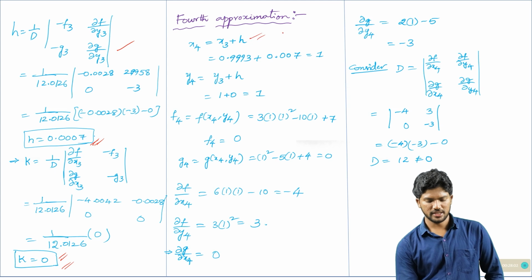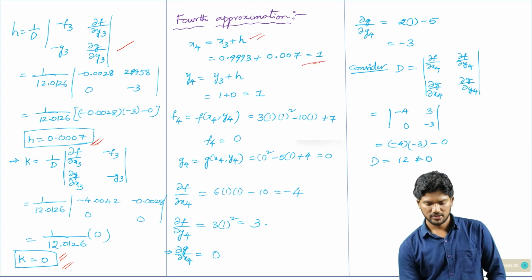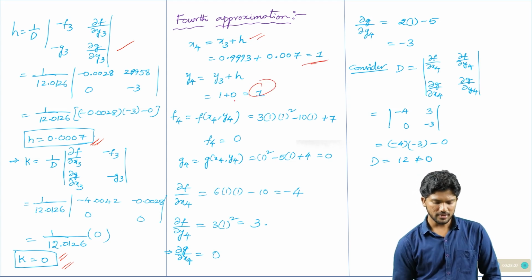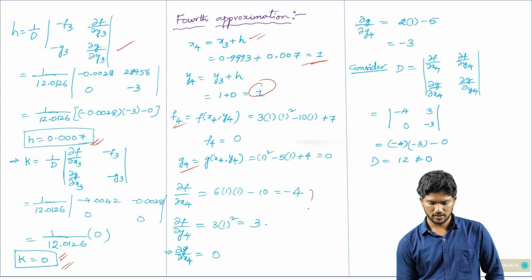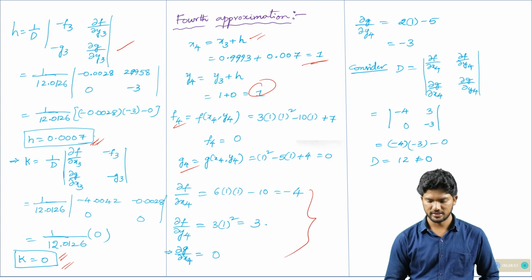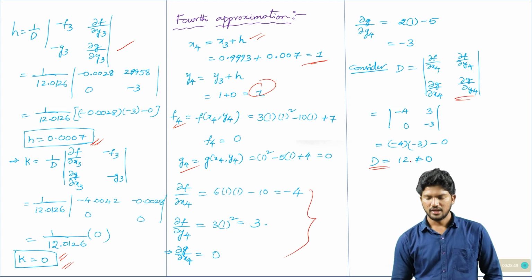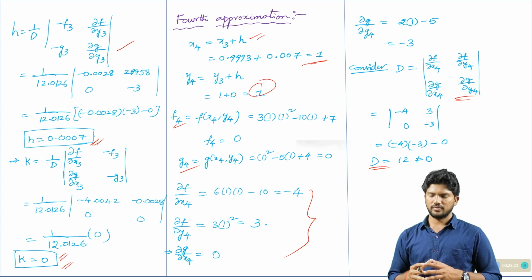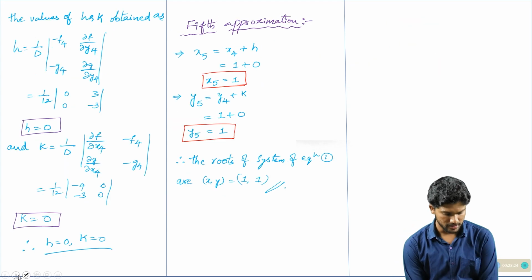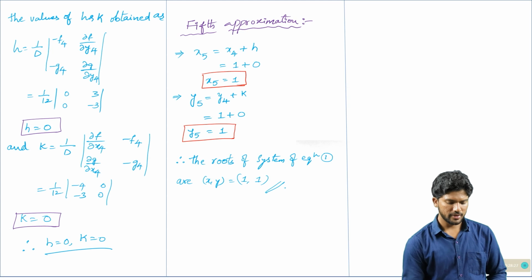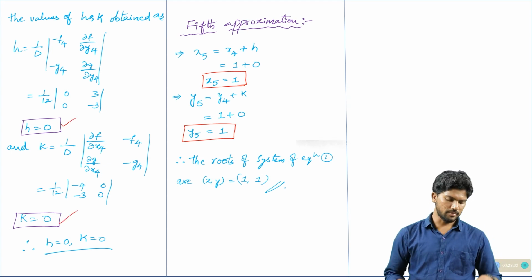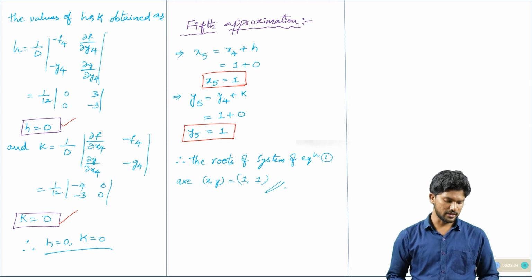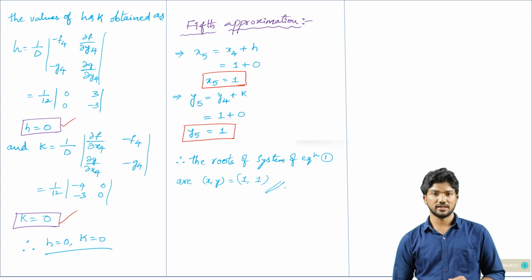Now in the fourth approximation, x4 is equal to x3 plus h. Therefore x4 is equal to 1 and y4 is equal to 1. Find all the corresponding values of f4 and g4 and substitute them. Here you will again get determinant equal to 12, not equal to 0. Then the values of h and k are obtained by the same formula. Here h is equal to 0, k is equal to 0, by applying Cramer's rule.